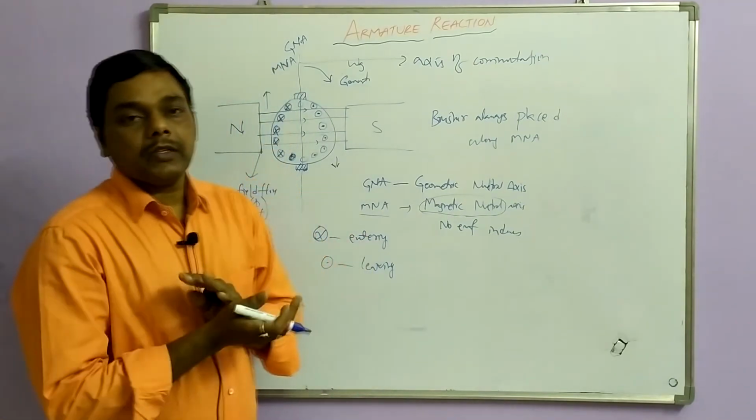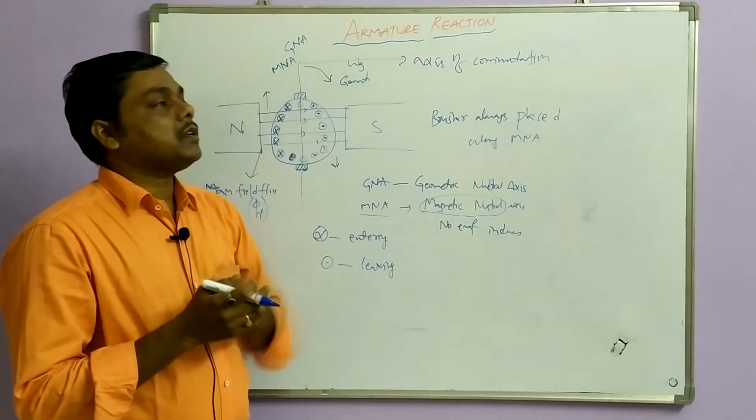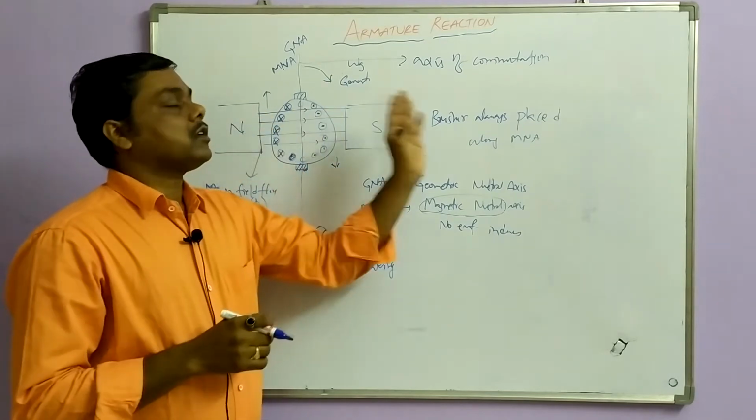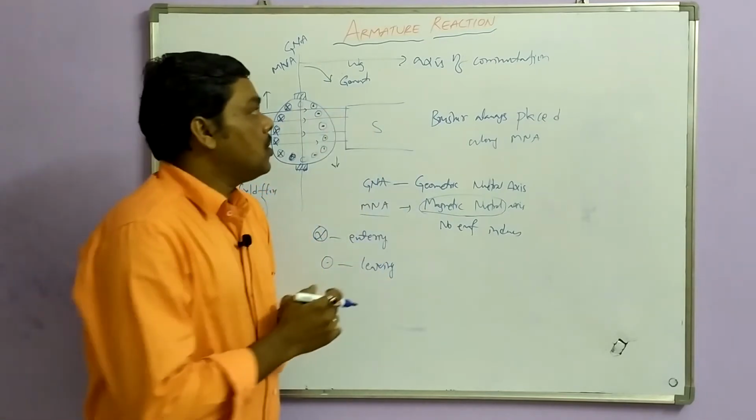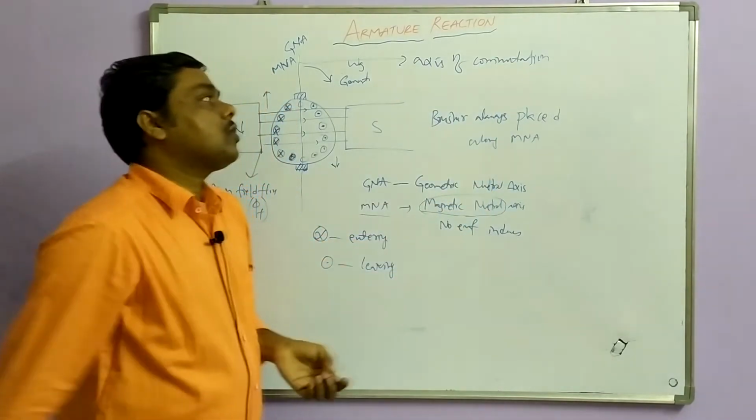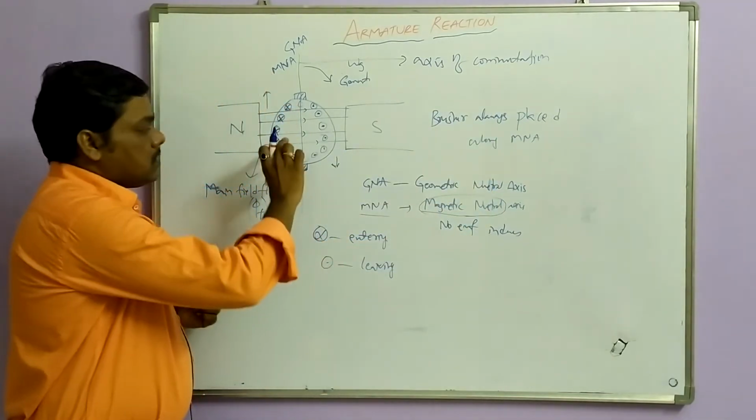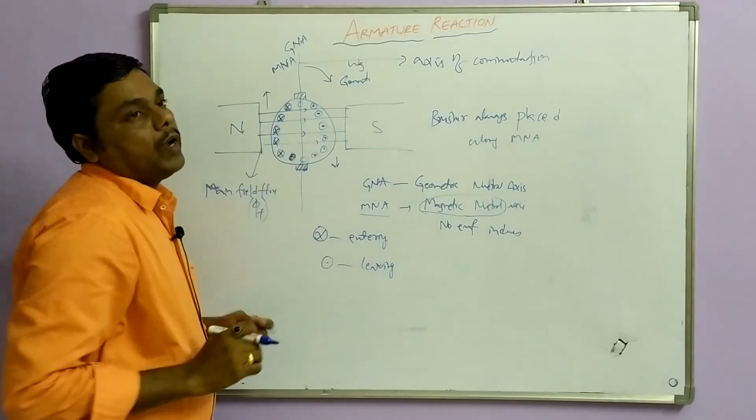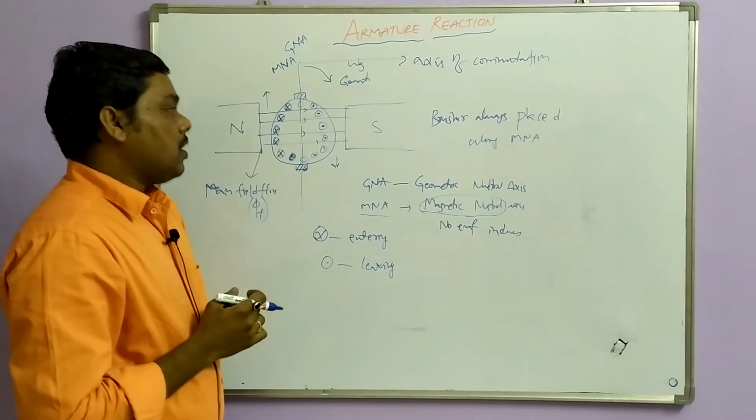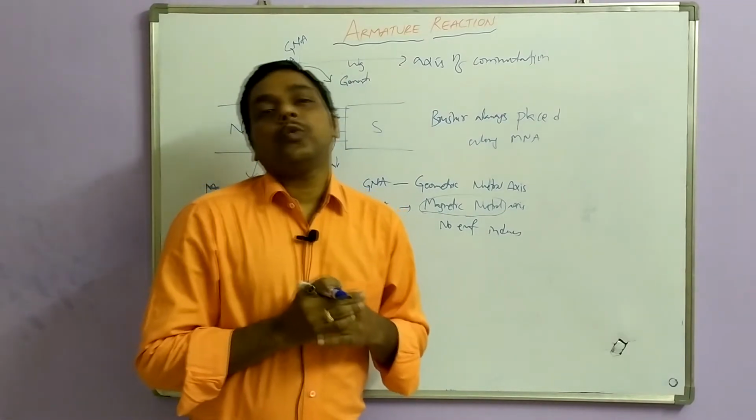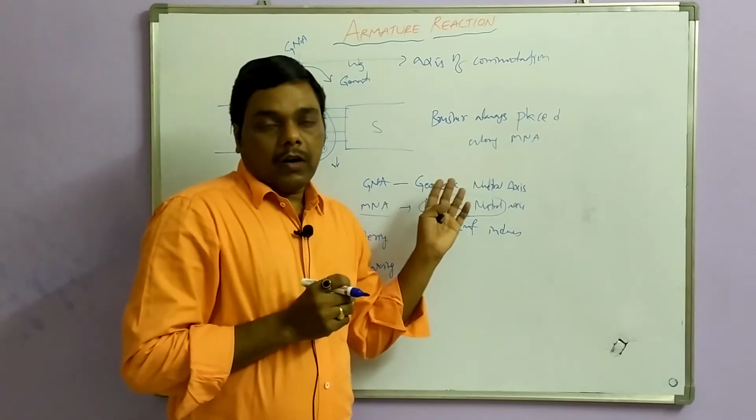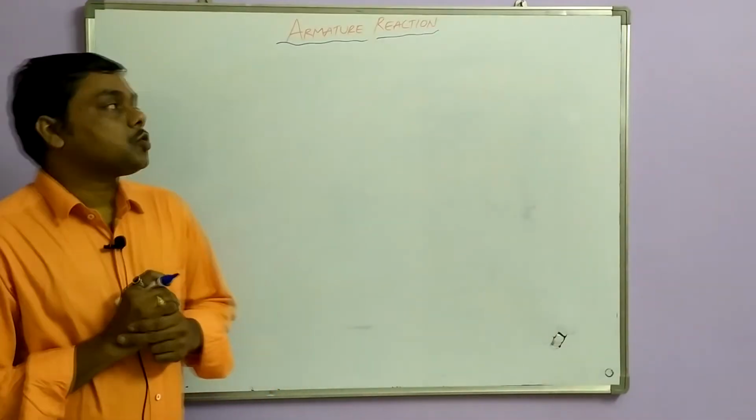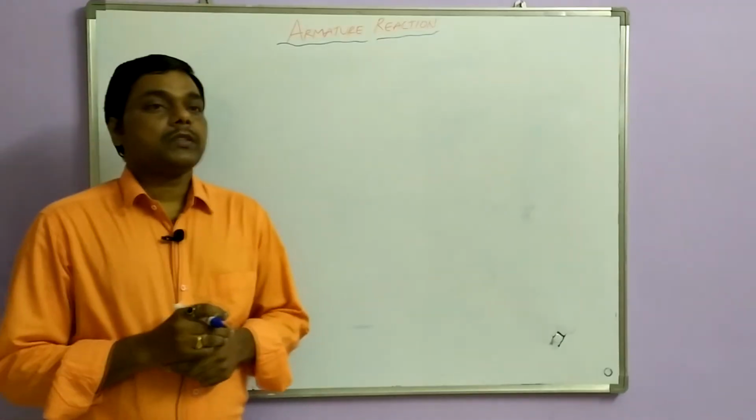So what do you mean by commutation? The reversal of current takes place in armature conductors so that we can shift the brush from one segment to another segment. So this is also the axis of commutation. Now the direction of armature conductors is defined and the direction of main field flux is also given. Now we will discuss how the armature is going to react with, or affect, the main field flux.